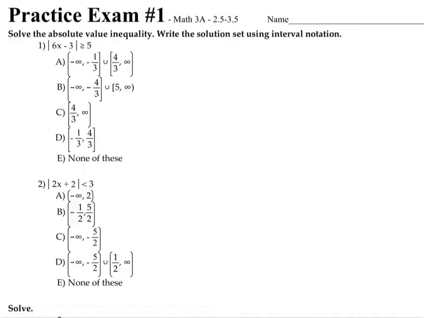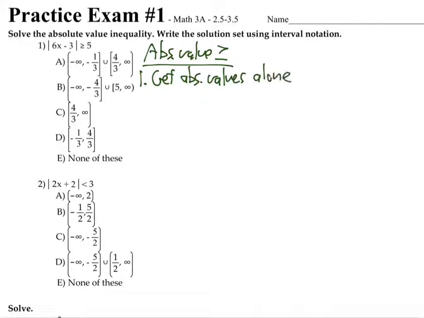I'm going to write the instructions again. So absolute value greater than, get absolute values alone, and then remove them.